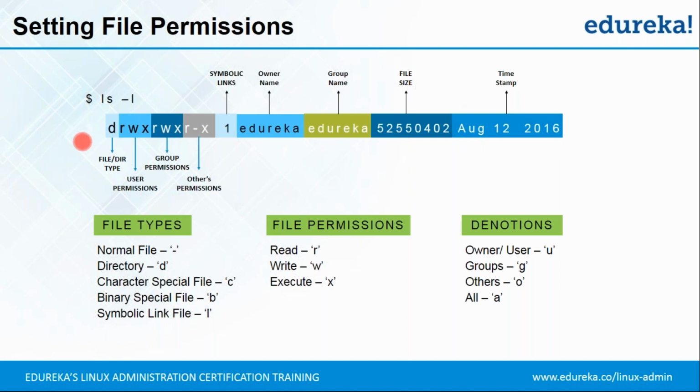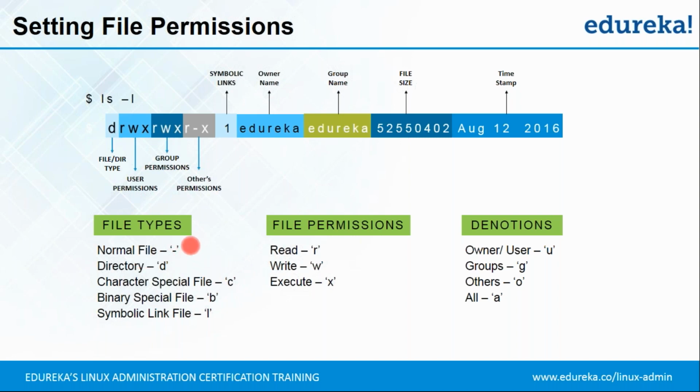In the long format, you get other details like what kind of file it is and what the different permissions are. This is a 10-character block. The first block is 1 character, the second is 3, the third is again 3, and the fourth is also 3. The first block represents the file type. It can be D, or L, or a hyphen, or C, or B. And D here represents a directory.